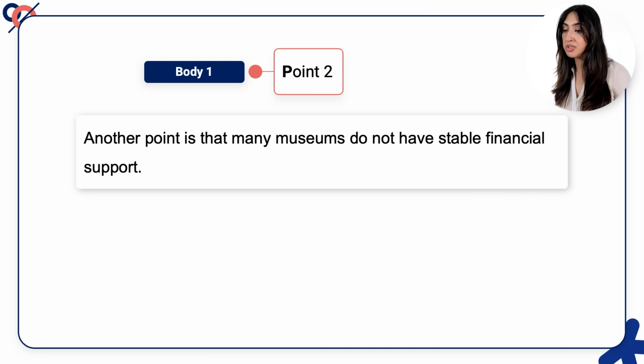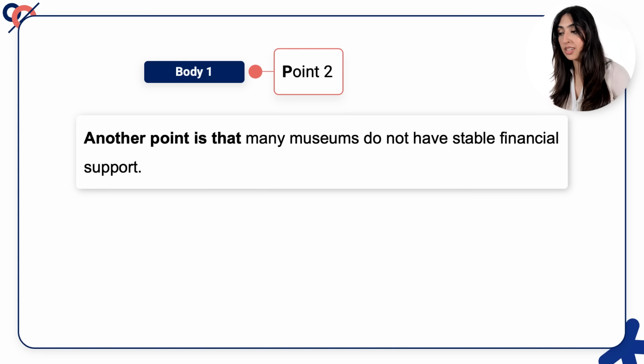Another point is that many museums do not have stable financial support. Another point is that introduces a new idea related to financial support, ensuring smooth transitions between arguments, which contributes to a high score in coherence and cohesion. This is an example of a cohesive device. Did you notice how every sentence in our body paragraph contributes to the overall main idea, the advantages of charging a museum fee?